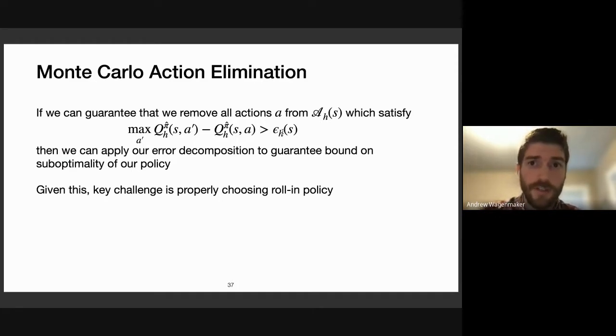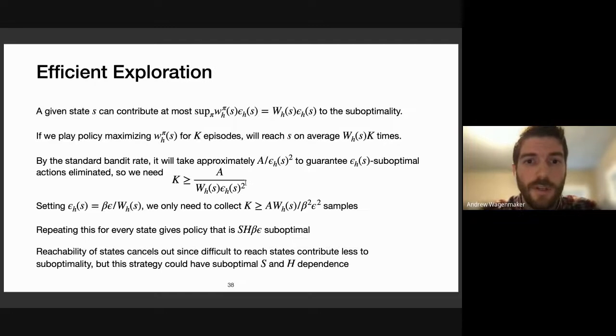The key challenge then is how do you choose this roll-in policy? And it turns out that there's a way you can do this that is able to efficiently explore the MDP to reach the states you want to reach with high enough probability. But maybe I will close here, and happy to take any questions.